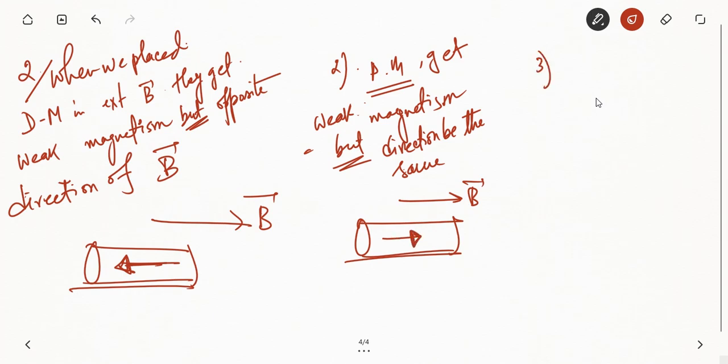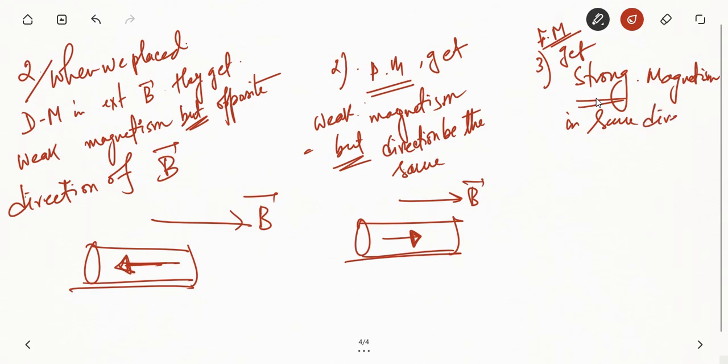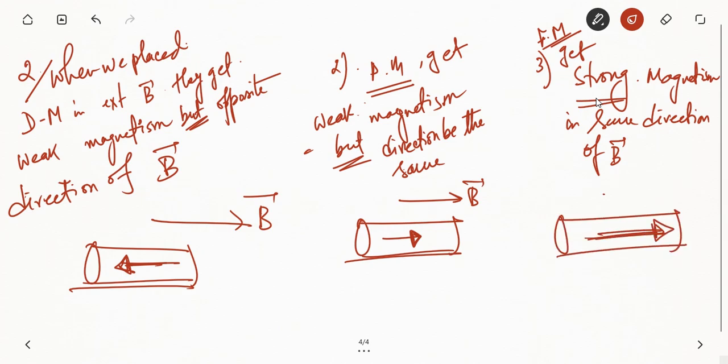But third, a ferromagnetic material gets strong magnetism, in the same direction as B. So it means there is a very strong magnetism, obviously in the same direction as B. Here you get a very strong magnetism.